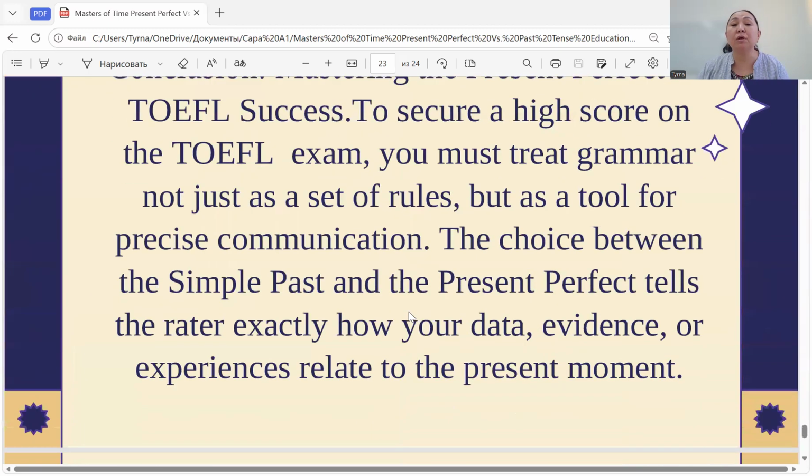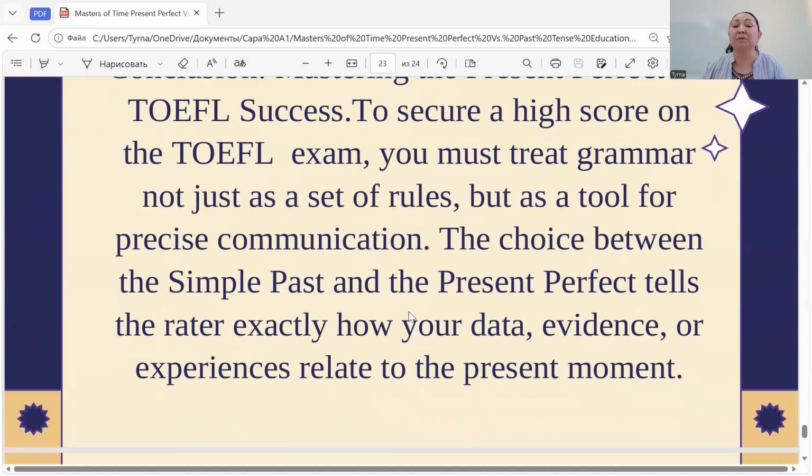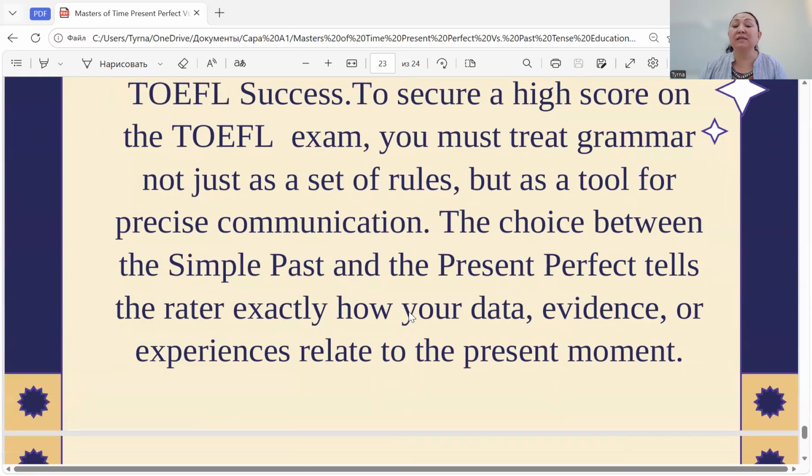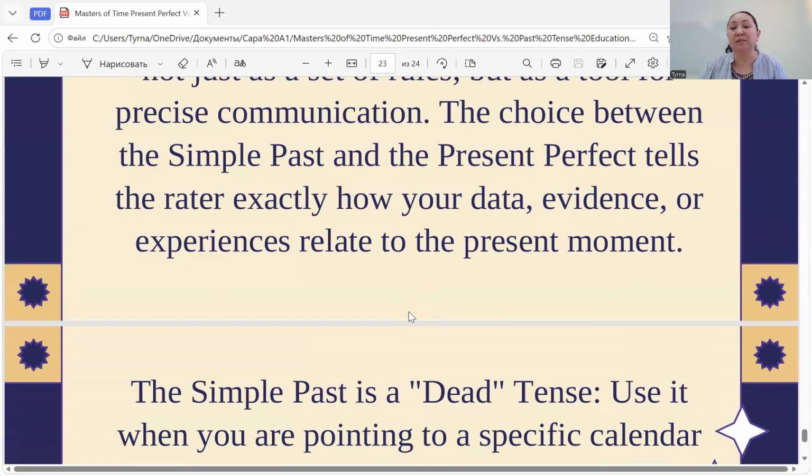And in conclusion, I'd like to say that mastering the present perfect is key for TOEFL success. To secure a high score in the TOEFL exam, you must treat grammar not just as a set of rules, but as a tool for precise communication. The choice between the simple past and the present perfect tells the rater exactly how your data, evidence, or experiences relate to the present moment.